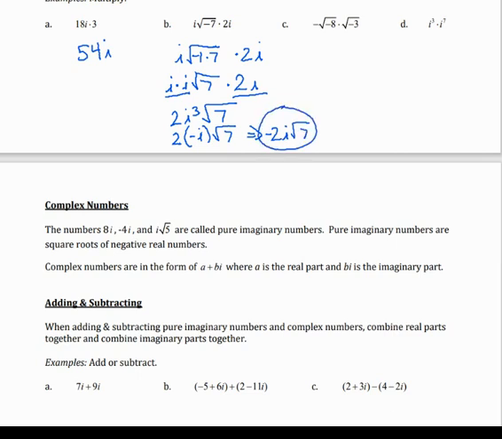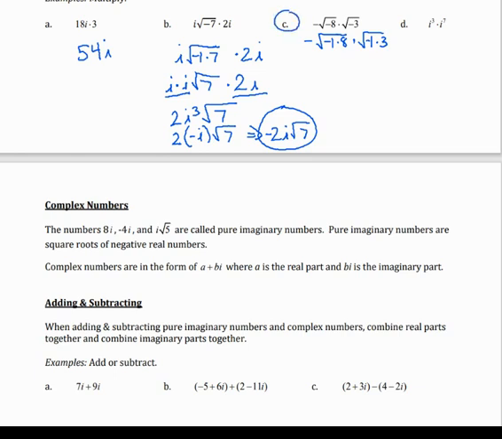Okay? For part C, why don't you try that one on your own? Please remember to first simplify the radicals before combining them. Give that one a shot, and we'll make sure to talk about it tomorrow.